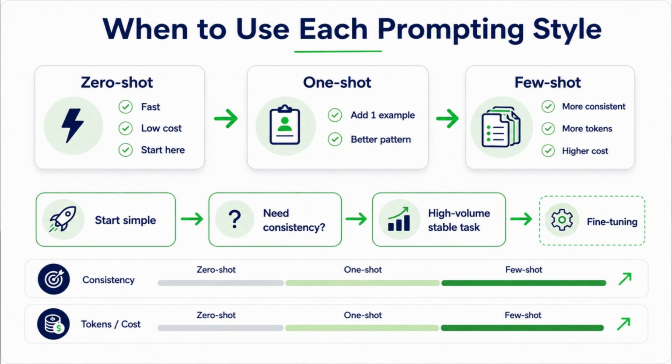But there is a trade off. Examples use tokens. So if you add too many examples, the prompt becomes longer, slower, and more expensive. It can also become harder to maintain. So in production, we normally start simple. First, try zero shot. If the model is not consistent, add one or two examples.